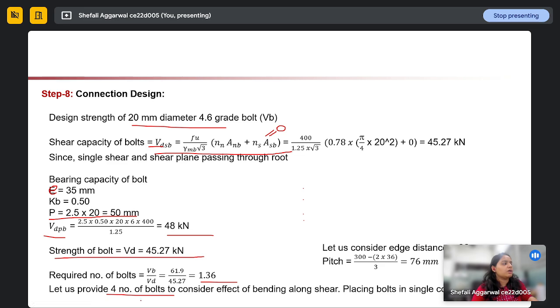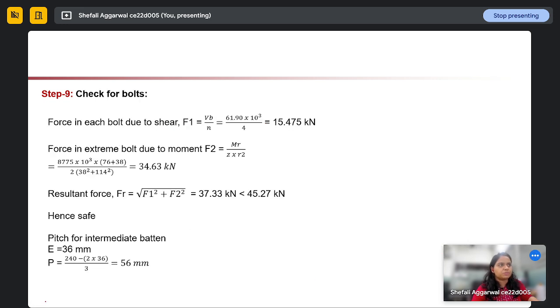Considering all these factors, we can calculate our pitch. We are assuming our edge distance as 36 mm, and the total length of our end batten was 300 mm. So 300 minus 2 into 36 divided by 3 will give us 76 mm. So that is the calculated pitch.